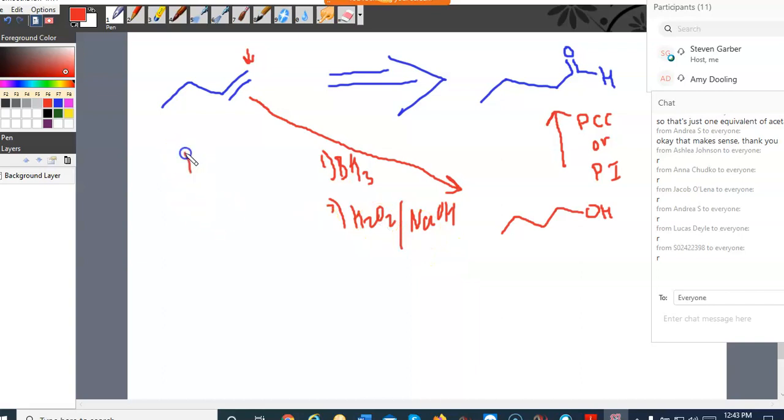Now, if you said acid and water, that would not be correct, because acid and water, remember, goes to the more substituted spot. In this case, you specifically have to go to the anti-Markovnikov, okay, with the BH3. Any questions on that?